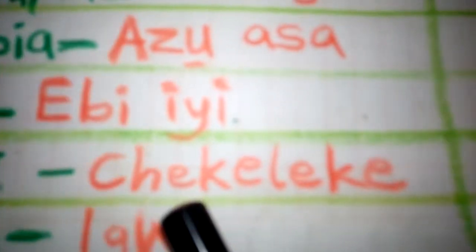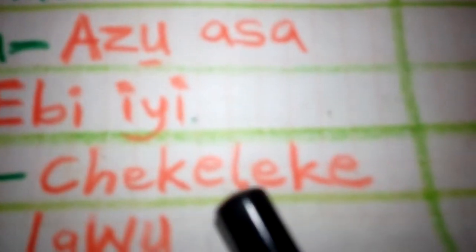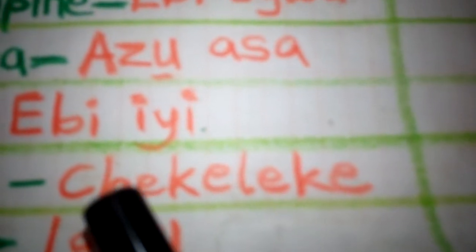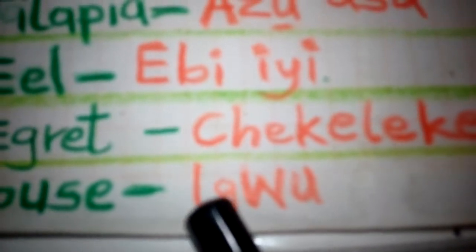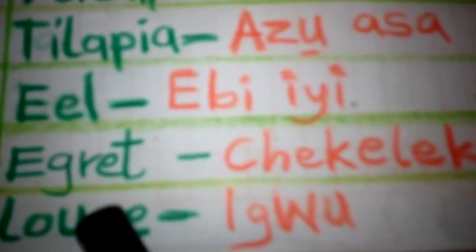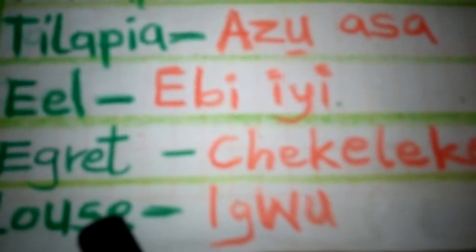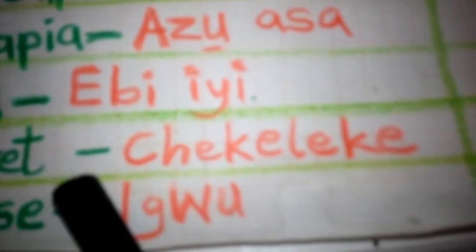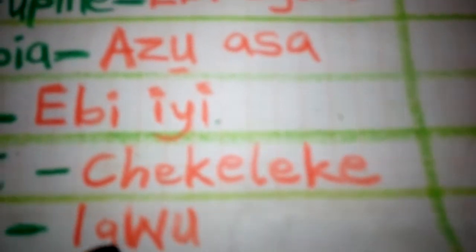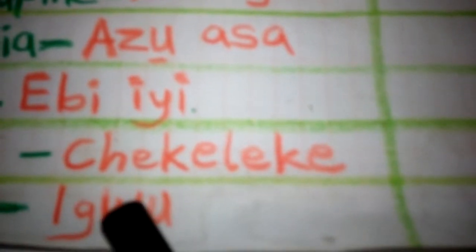Eaglet, eaglet. Chakeleke. Eaglet, louse, louse, igu, this is a kind of igu. Louse is singular, lice, L-I-C-E, lice is plural, so you can say lice or you say louse. Louse is singular. Lice is plural. So it's igu. Lice is igu. Okay? It stays on the hair, on the head, of human beings.